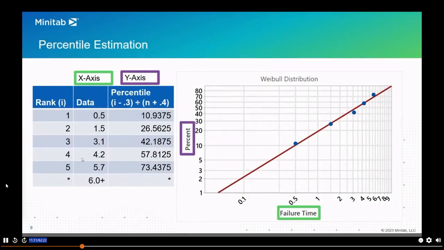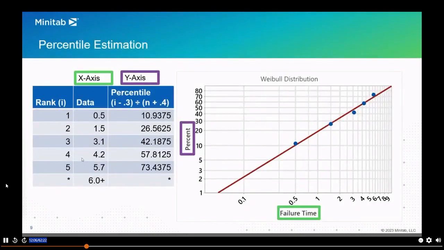Let's see how. So if we look at the same data again, all I've done is I've ordered it. I put it in numeric order. The earliest failure happened at 0.5 hours or days or whatever. The next failure was 1.5, and then we have our censored observation out there at 6. If I order the data, then they have a ranking, right? Number 1, number 2, number 3, number 4, number 5. And then after that, I don't know what the ranking is because those are the censored observations that I don't have failures for. And right now I only have 1 censored observation.